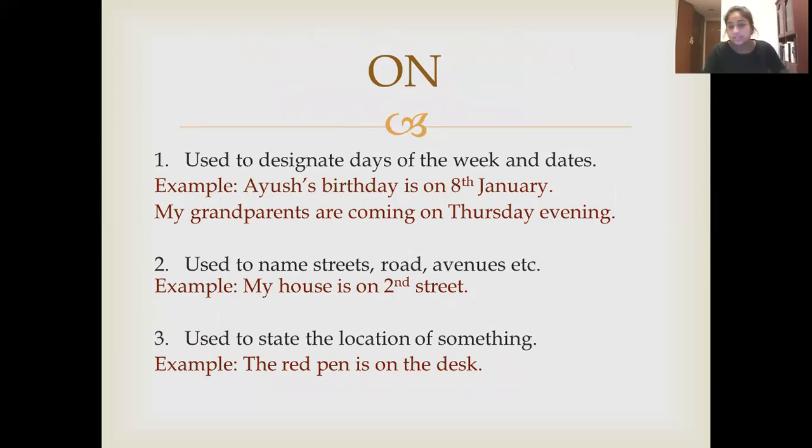If this is clear, we go to our second use, that is to name streets, roads, and avenues. So my house is on 2nd Street. Now we know where the house is by using the preposition on. So we can somewhat say that the biggest use for on is to specify location and the whereabouts of objects, houses, dates, things like that. So the third use, to state the location of something. The red pen is on the desk.